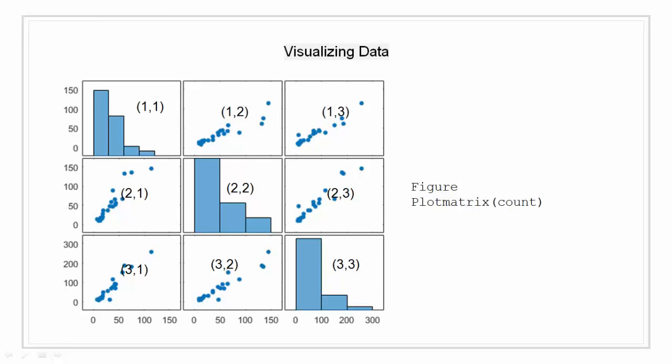Plot 1-2 is a plot with intersection 1 on the vertical axis and intersection 2 on the horizontal axis. Plot 1-3 is a plot with intersection 1 on the vertical axis and intersection 3 on the horizontal axis. Plot 2-1 is a plot with intersection 2 on the vertical axis and intersection 1 on the horizontal axis. Plot 2-3 is a plot with intersection 2 on the vertical axis and intersection 3 on the horizontal axis, and so on and so forth. So using plotmatrix, we get such types of matrix plots.